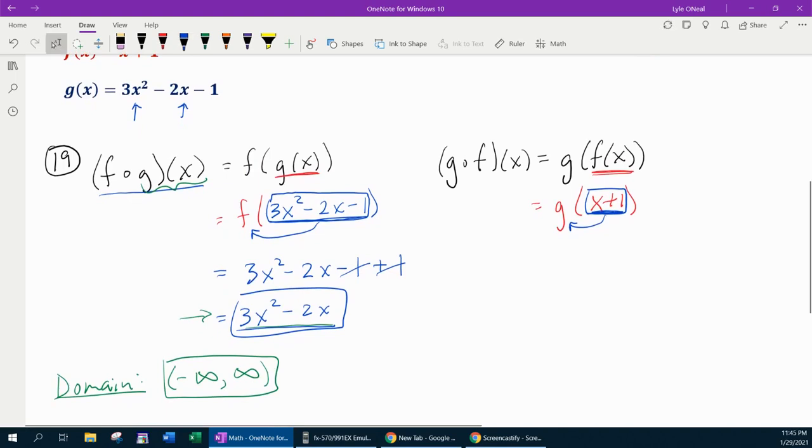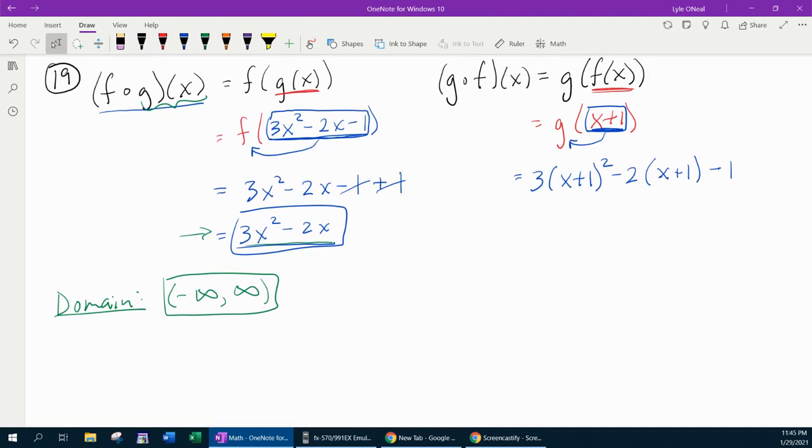And what is that going to look like? Well, that's going to be 3 times x plus 1 squared minus 2 times x plus 1 minus 1. And now to simplify this function, we're going to have to do the FOIL method. So we're going to have 3 times x plus 1 times itself. Anything squared means times itself. The negative 2 is going to distribute, and the minus 1 comes down.